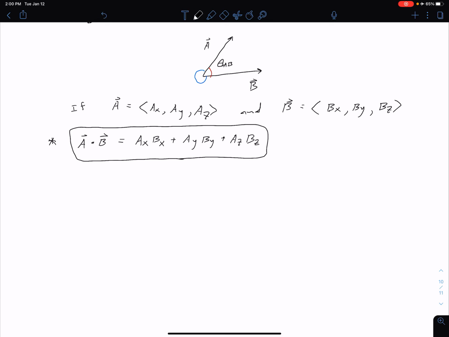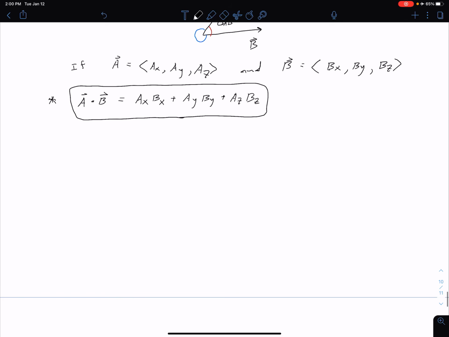A few more things to talk about with regards to our dot product. We can use this to help tell if 2 vectors are orthogonal. Orthogonal is just another way of saying perpendicular. So orthogonal or perpendicular.